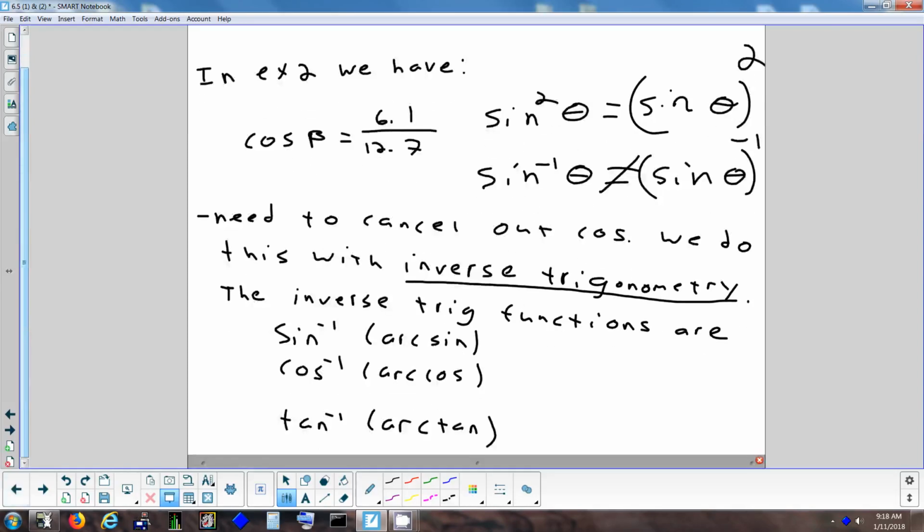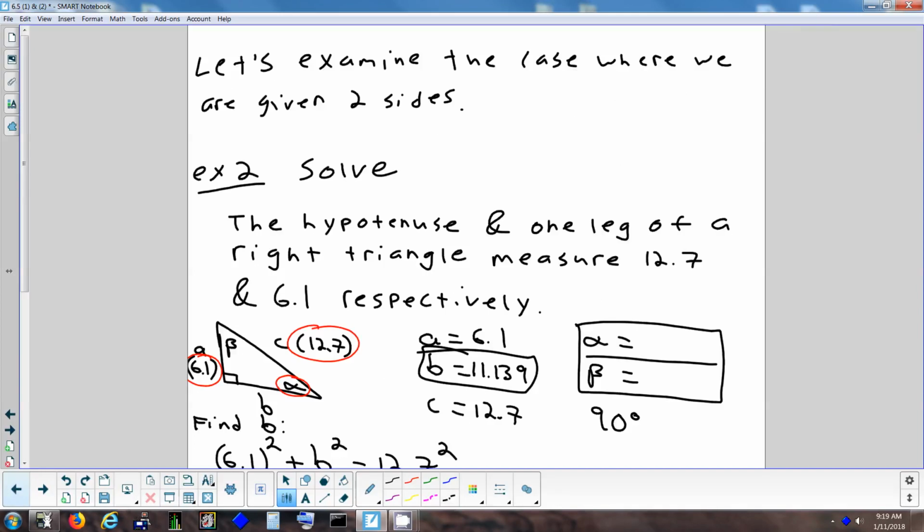When we use these functions, we can take the inverse sine of both sides. Or we can take the inverse cosine of both sides. You don't multiply both sides by inverse sine. That doesn't make sense. Multiplication is something you do with numbers and letters, not words, not functions.